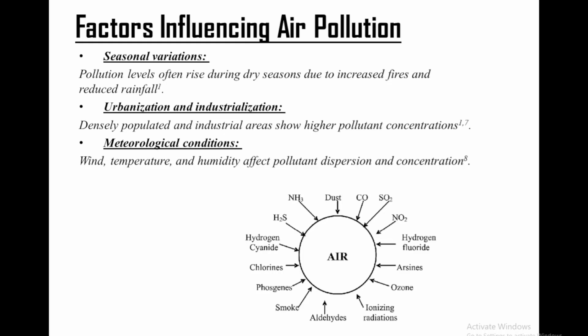Meteorological parameters as well, such as wind speed, wind direction, temperature, humidity, and also solar radiation, will play a significant role in the fate of air pollutants or airborne pollutants, as well as their transport. For example, high humidity can enhance the formation of secondary particulate matter, while wind can either disperse pollutants or carry them across regions, even continents.